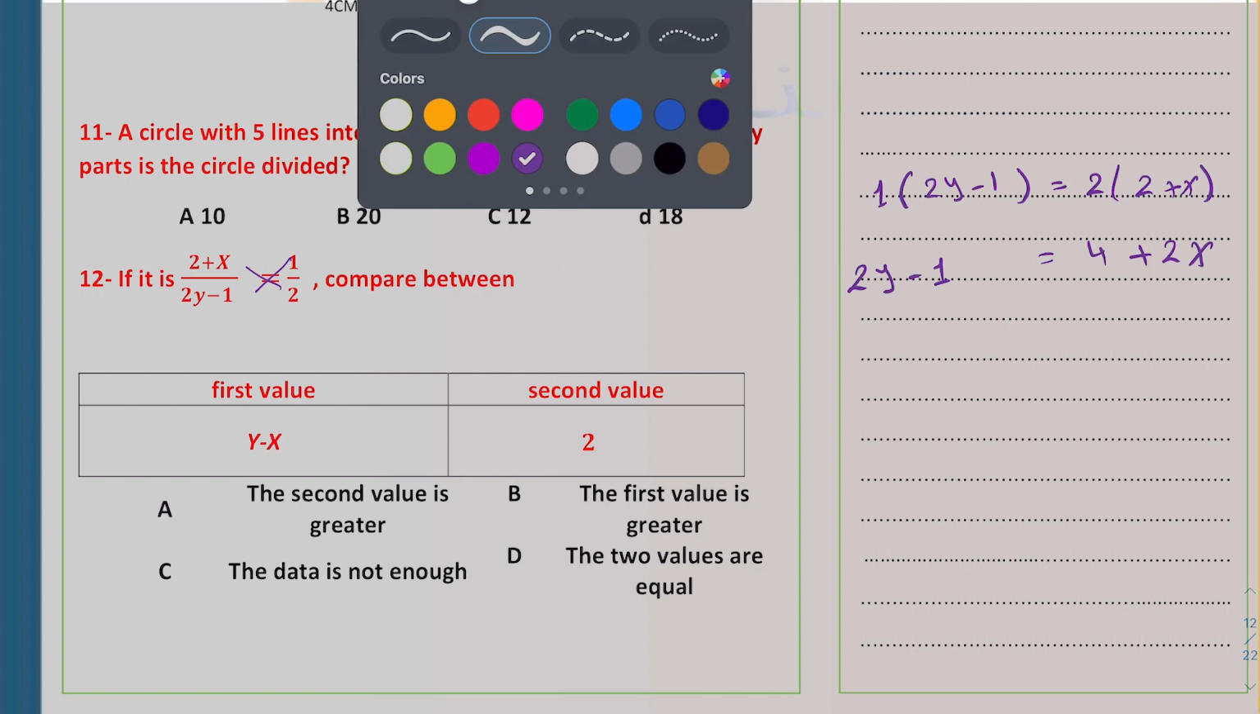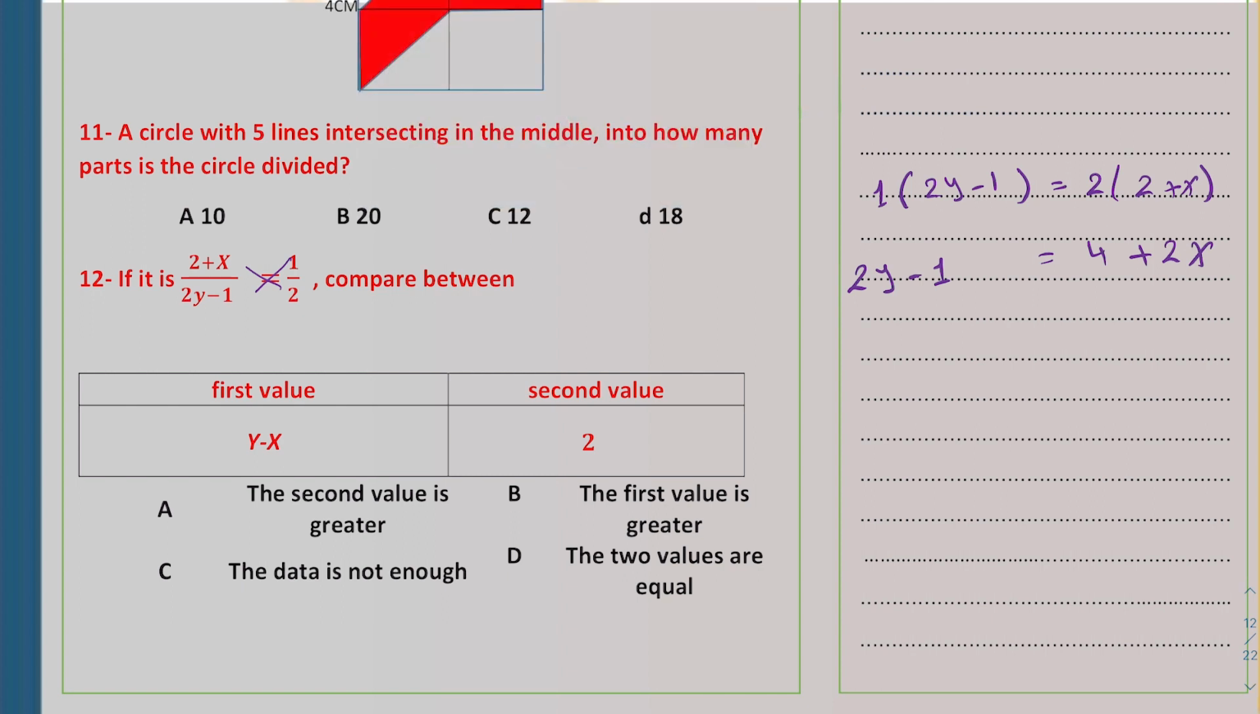Now, what we should do? He mentioned here that we need y and x on the same side. Do you see? Here he said, I need y and x on the same side. So I will move x here to the other side. So it will be 2y minus 2x equals, and I will move the negative 1 here to be positive 1. So now I have 4 plus 1, which is 5.